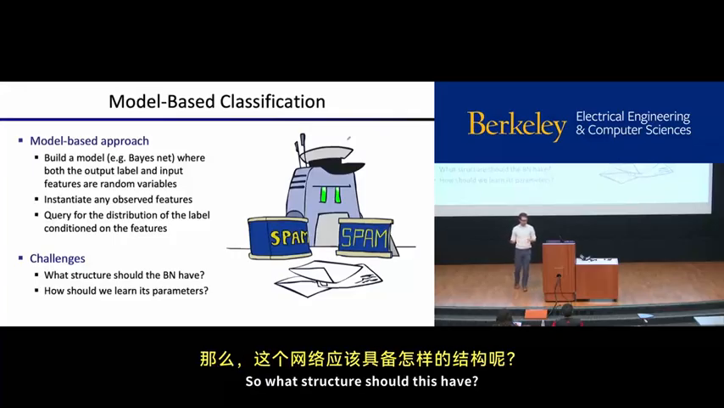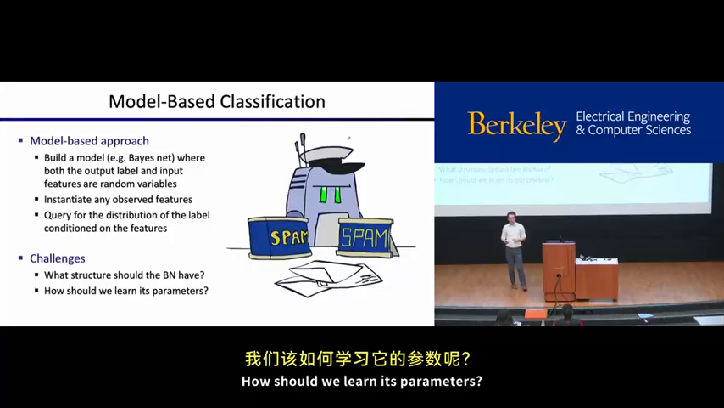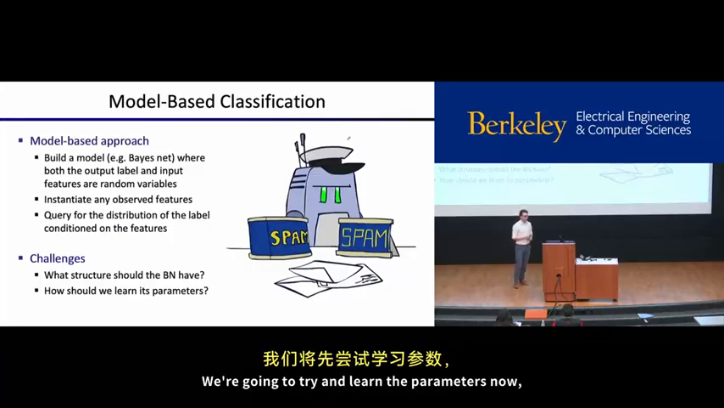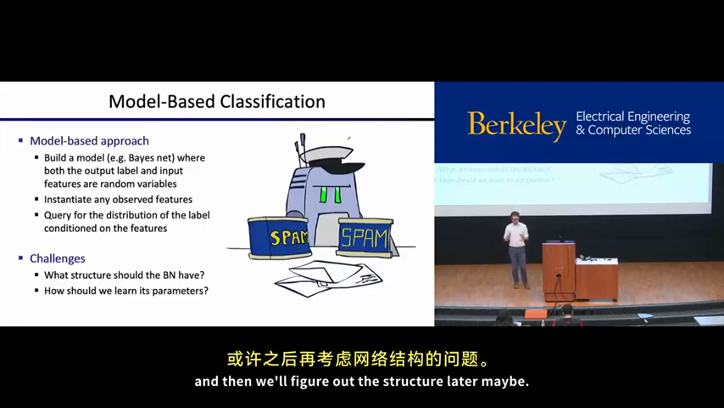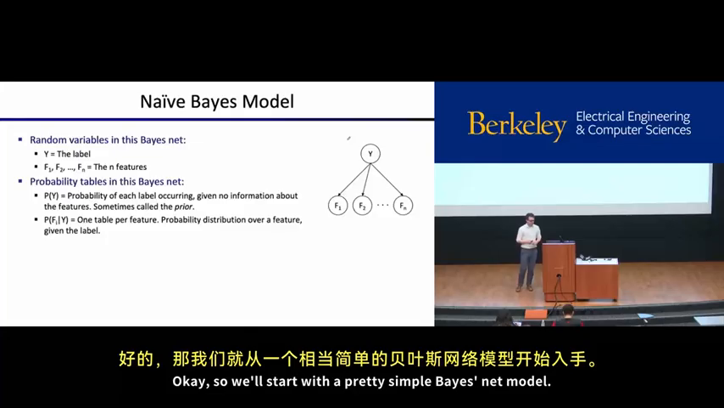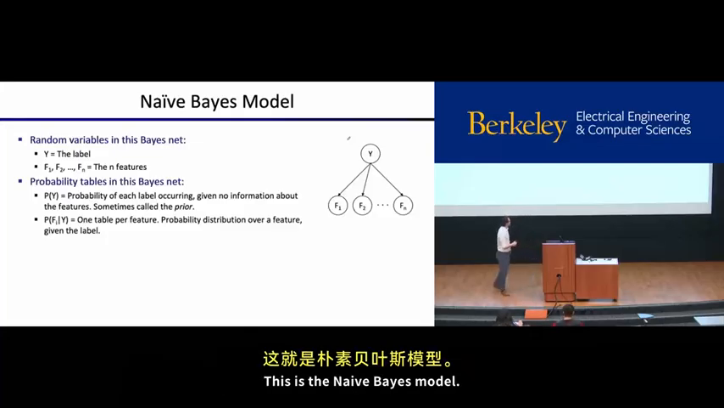So what structure should this have? How should we learn its parameters? These are all good questions. We're going to try and learn the parameters now, and then we'll figure out the structure later maybe. Okay, so we'll start with a pretty simple Bayes net model. This is the naive Bayes model.